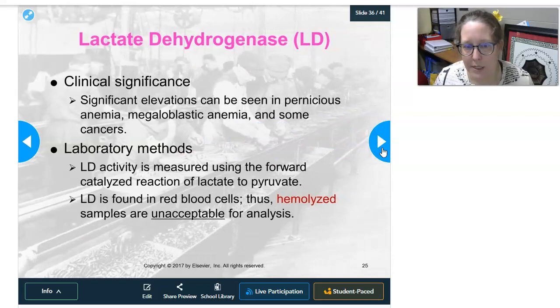So you can see significant elevations in pernicious anemia, megaloblastic anemia, and some cancers. The lab method is the LD activity is measured during the forward reaction of the catalyzed reaction from lactate to pyruvate. Since LD is found in red cells, hemolyzed samples are unacceptable for analysis because you would have false elevations.